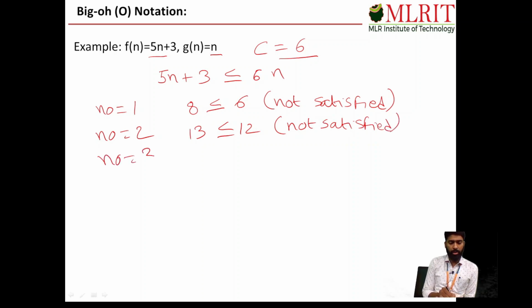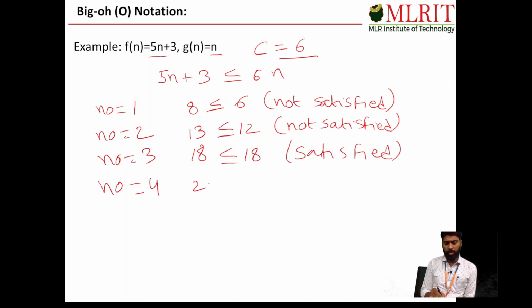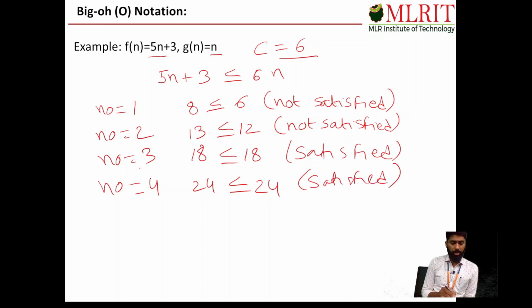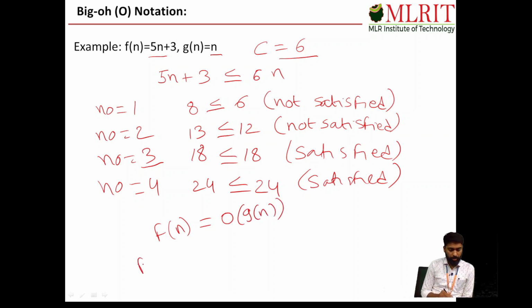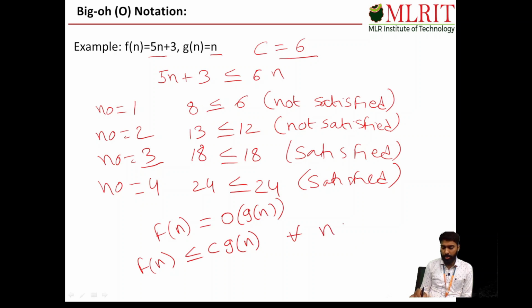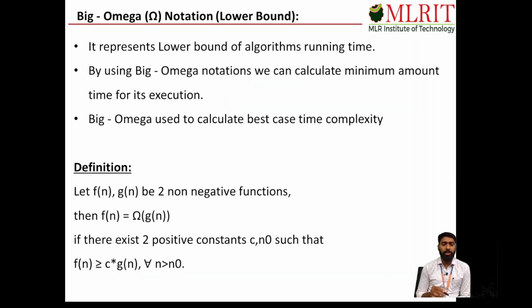Take n naught equals 3. Now substitute: 5 into 3 is 15, plus 3 is 18, less than or equal to 18. Yes, satisfied. n naught equals 4: 5 into 4 is 20, plus 3 is 24, less than or equal to 6 into 4, which is 24. Satisfied. That means from 3 onwards, we say that f of n equals big O of g of n when f of n is less than or equal to c into g of n for all n greater than or equal to 3. So next notation is big omega notation.